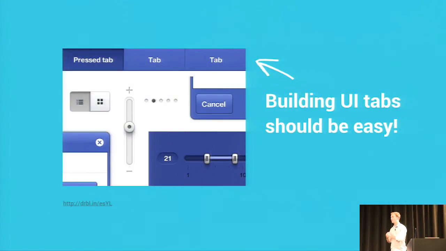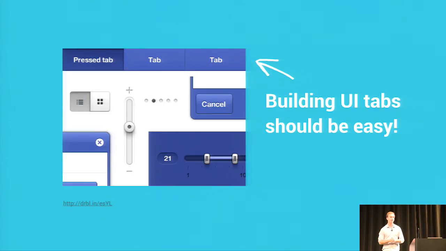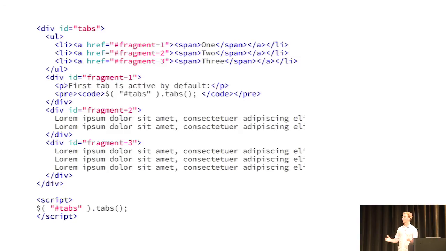Building UI tabs should be really, really easy. It's such a common user interface element. Users expect to have tabs. It's a great way to navigate between frames and screens. Should be easy. It's not. There are a million different ways that different frameworks or different UI elements and components try to solve this problem on the web, and they're all different, and they're mostly incompatible.